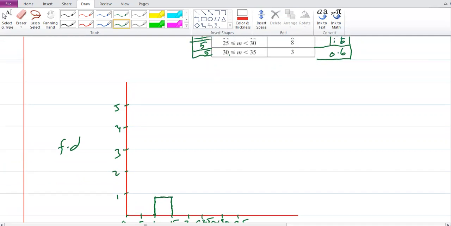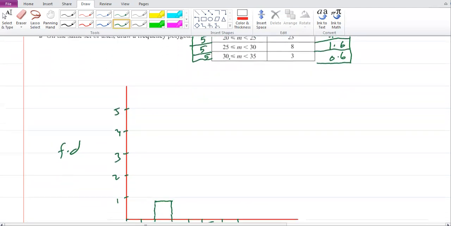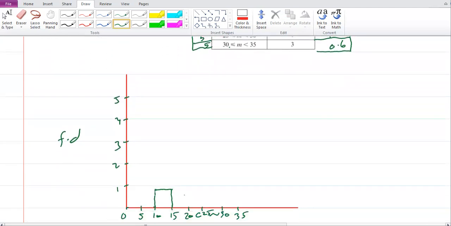Then the second bar: frequency density is 2.4 and it's from 15 to 20. If this is 2, then 2.4 will be almost here, slightly above it. If you use graph paper, you will easily be able to make that difference. And up till 20, so that bar you will make.